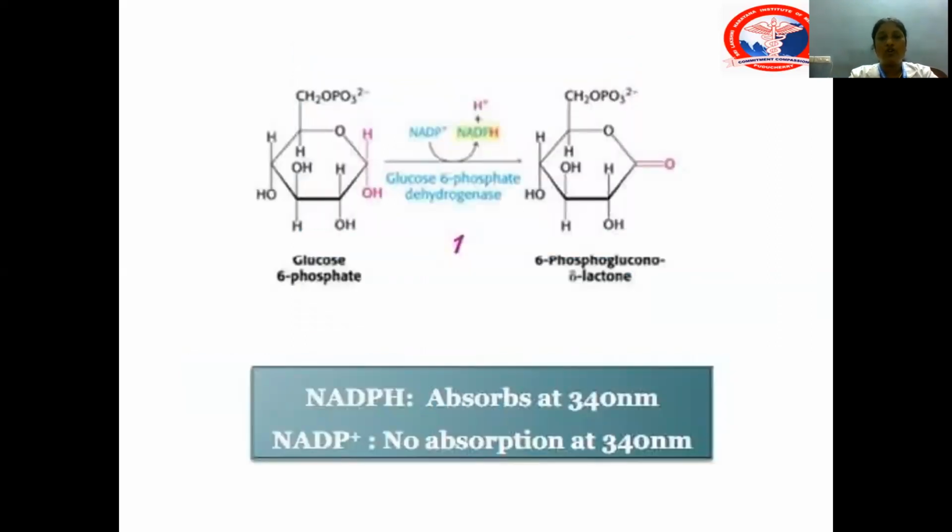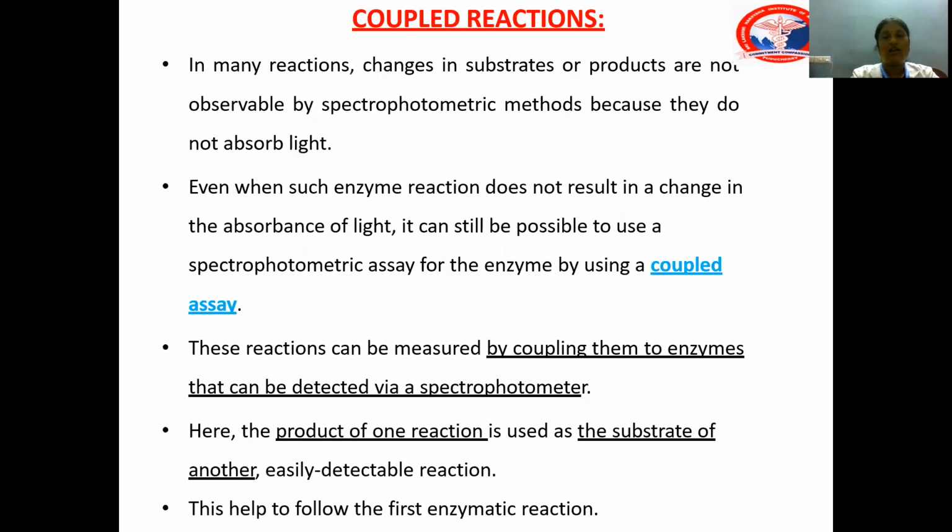So again here, glucose 6-phosphate can be oxidized and converted into 6-phosphogluconolactone, during which the coenzyme NADP plus will be reduced to NADPH. Again, NADPH, the reduced form, will absorb light at 340 nanometer, but not the NADP plus. Hence, there will be an increase in absorption during the reaction, which will measure the activity of glucose 6-phosphate dehydrogenase. Next, we will come to coupled reactions.